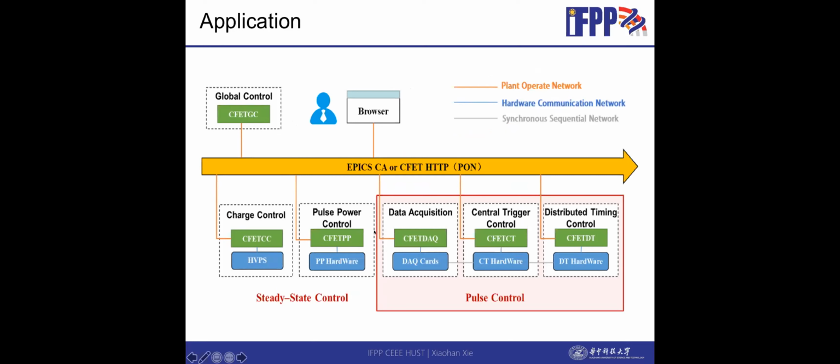The HFRC control system is divided into two parts, the global control system and the sub-control system. The global control system coordinates the sub-control systems to meet the control requirements. The control system also uses a dynamic state machine to realize the process control of the discharge. Okay, that brings me to the end of my presentation. Thank you for your attention.